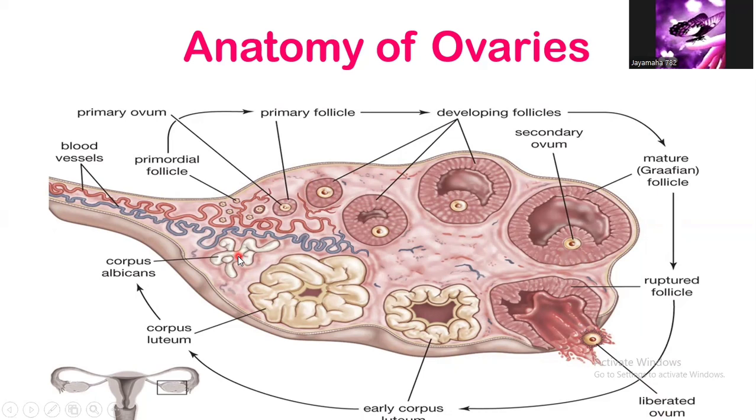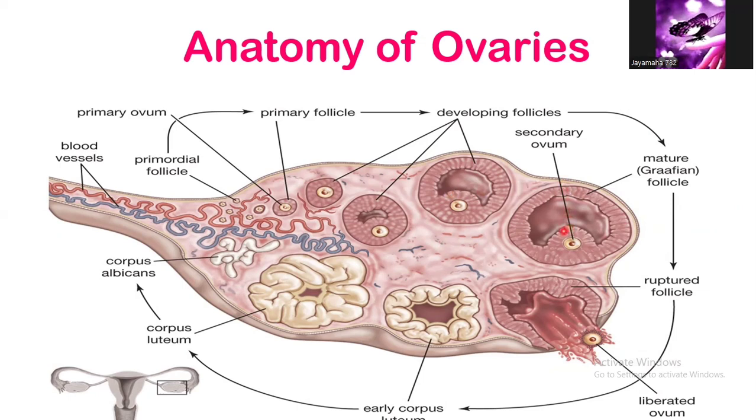Now let's study the follicular development in detail. Here the primordial follicle contains the primary ovum surrounded by a thin layer of cells. So this is the earliest stage of our follicular development. Then you can see the primary follicle. It's a developing follicle where the ovum starts growing and the surrounding cells begin to thicken. Then the developing follicles. Here several follicles start to mature, but typically only one reaches full maturity.